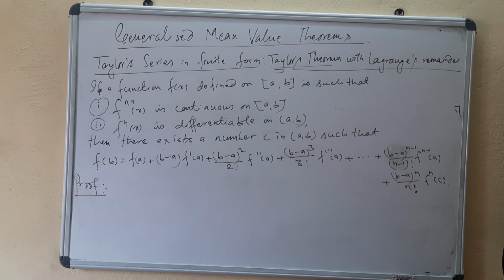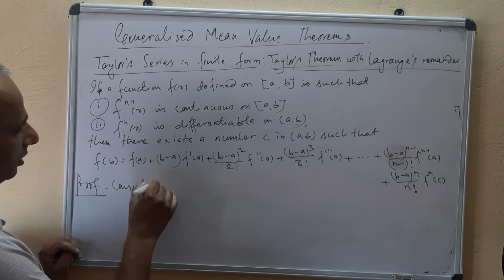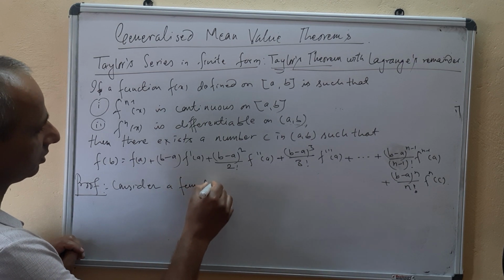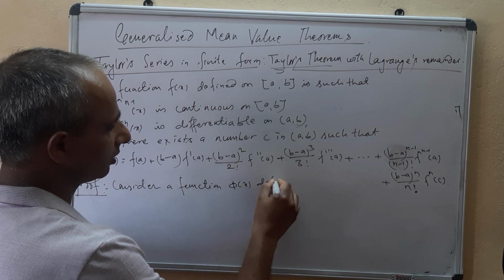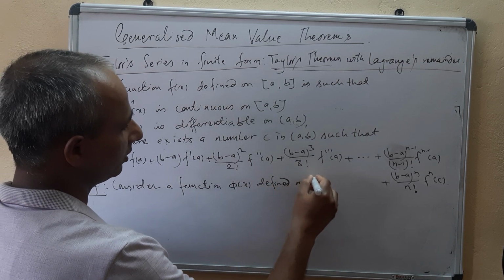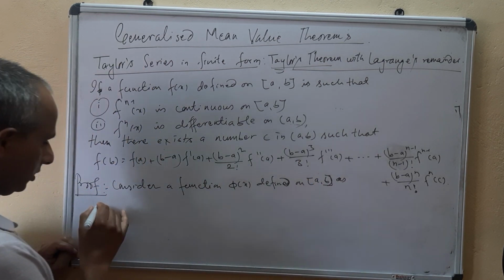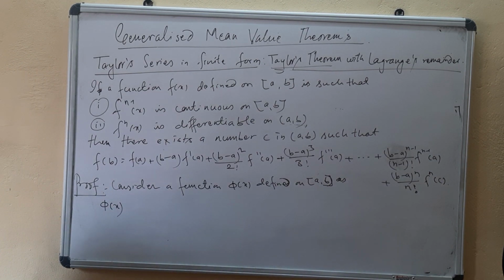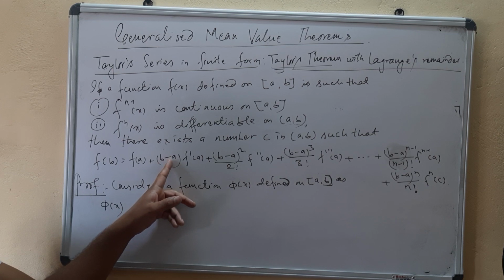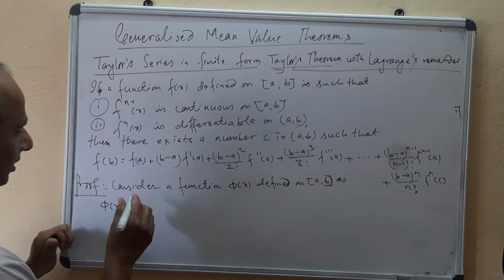So first we'll consider a function. Consider a function phi of x defined on closed interval AB. Now to define this function, what we do here is we'll just replace a by x in the statement that we are going to prove here. Right? Meaning what do you write here?